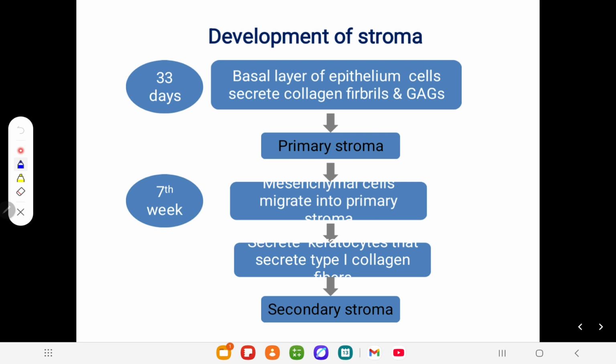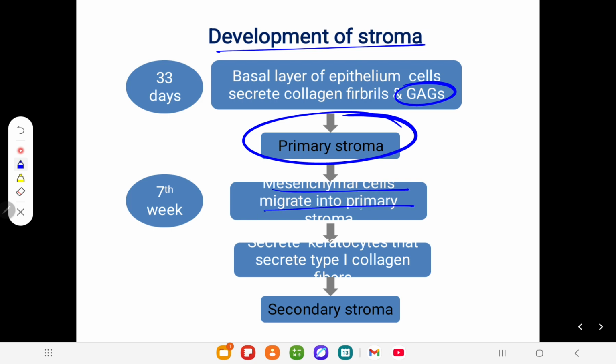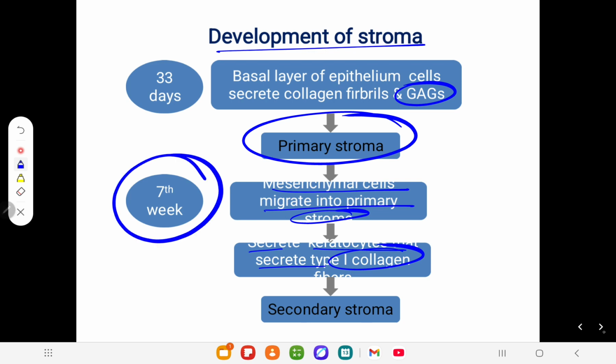So development of stroma. Basically, the basal layer of the epithelium cells secretes the collagen fibers and the glycosaminoglycans, and it will make the primary stroma. Then mesenchymal cells migrate into the primary stroma, which secretes the keratocytes, and that secretes type 1 collagen. So the secondary stroma's basic component is type 1 collagen, isn't it? That's happening at the 7th week of gestation.